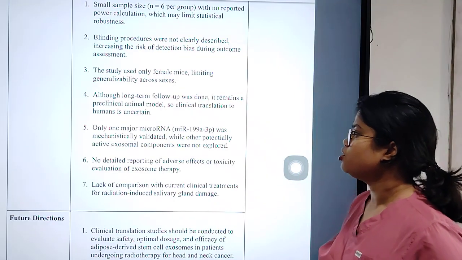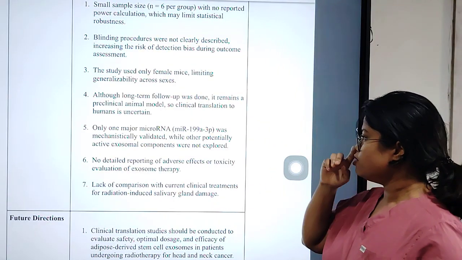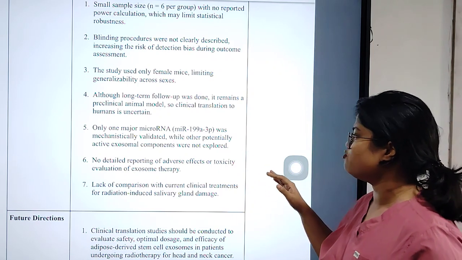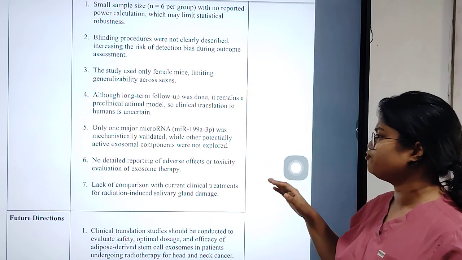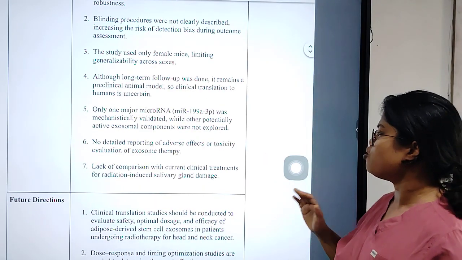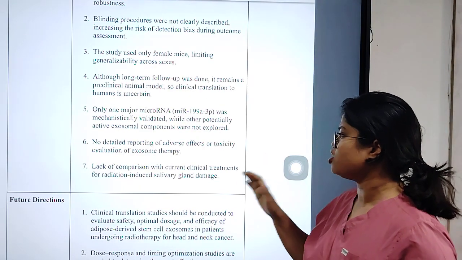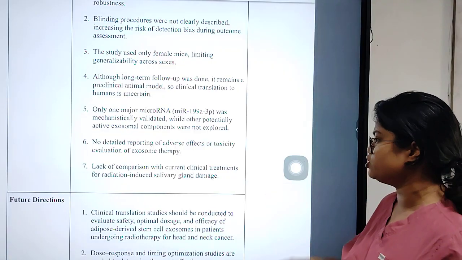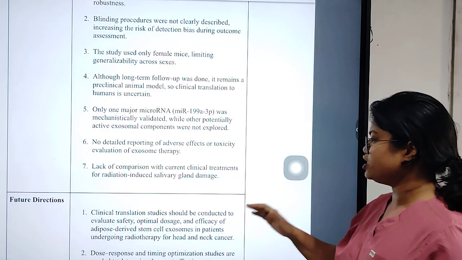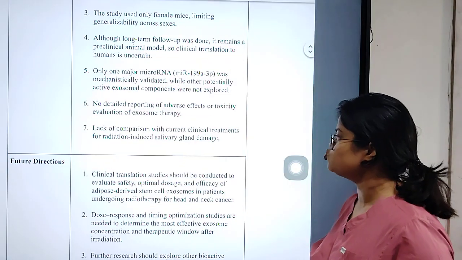human translation. Only one major pathway, that is microRNA-199a-3p, was mechanistically validated, while other potentially active exosomal components were not explored. No detailed reporting of adverse effects or toxicity evaluation of the exosome therapy was provided, and no comparison with current clinical treatments for radiation-induced salivary gland damage was done.